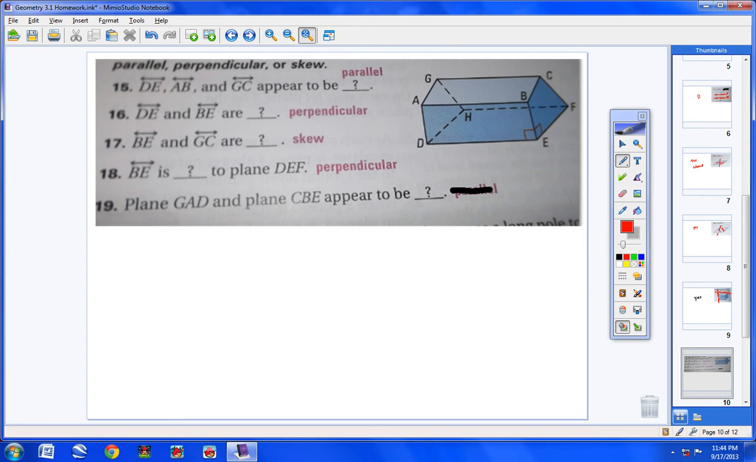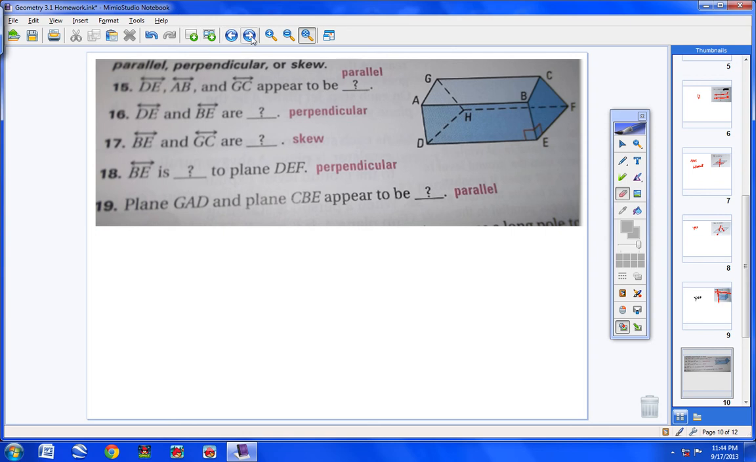Plane GAD, let me highlight that for you, GAD, and plane CBE, CBE. What do those two planes appear to be? They appear to be parallel, guys. Think about it. If you're holding this box in your hands, you've got a left side over here and a right side over here. Well, those two planes should be running the exact same directions. So those two planes would be parallel. All right, hope that's helped a little bit.